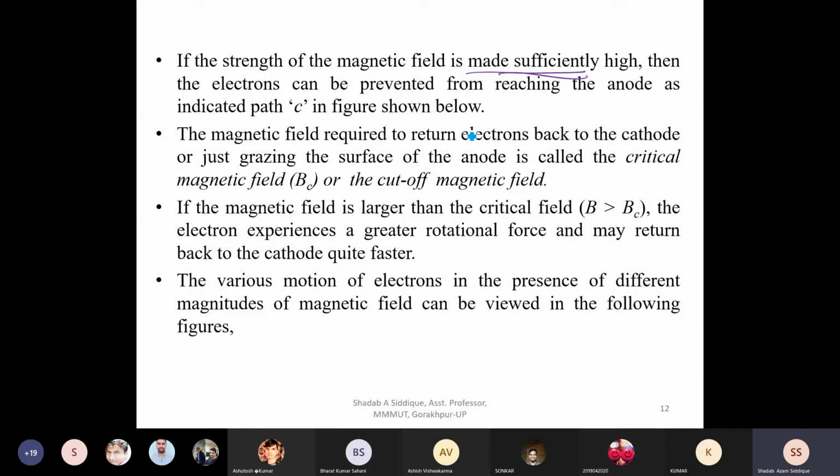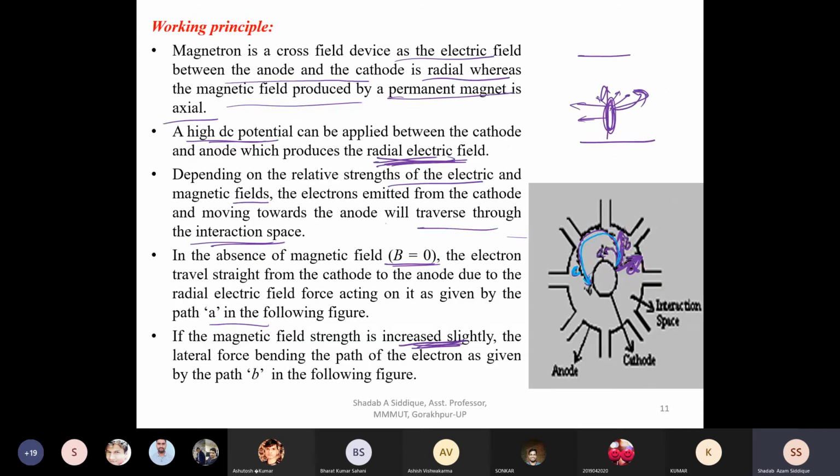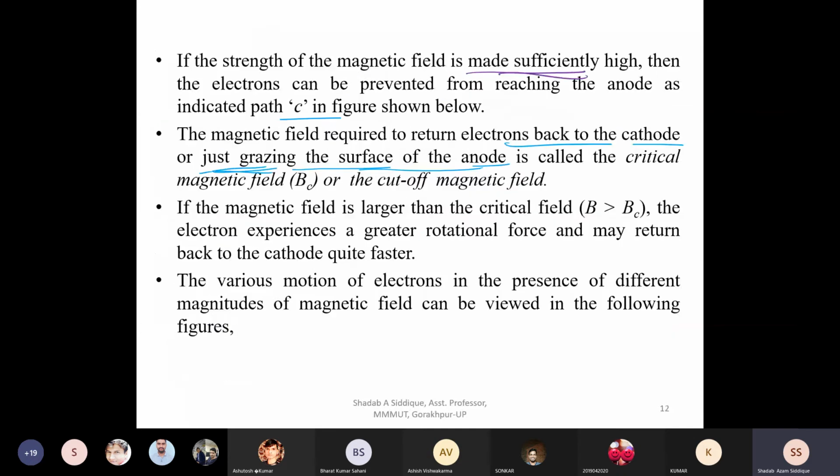So the magnetic field required to return electrons back to the cathode, or just grazing the surface of the anode, just moving around there, at a time we can say just grazing at the surface of the anode, that is called the critical magnetic field.